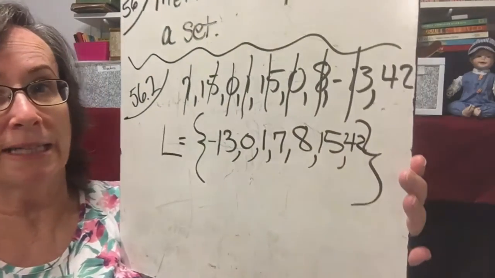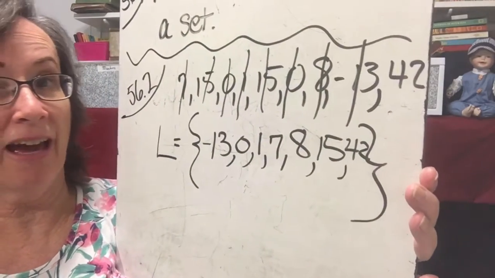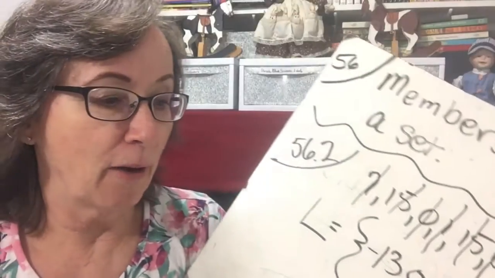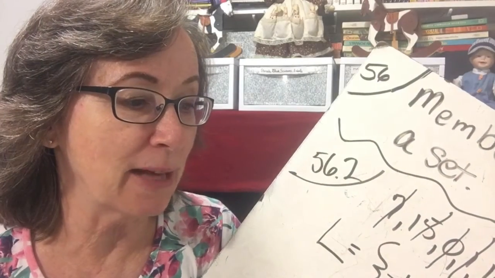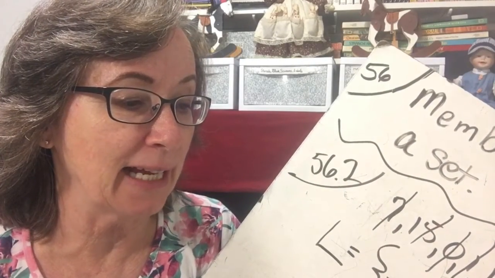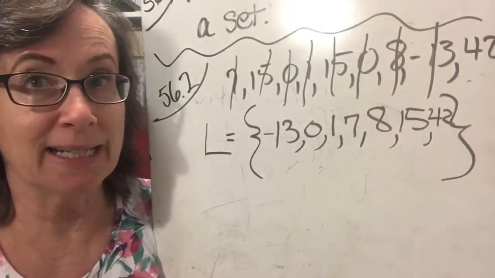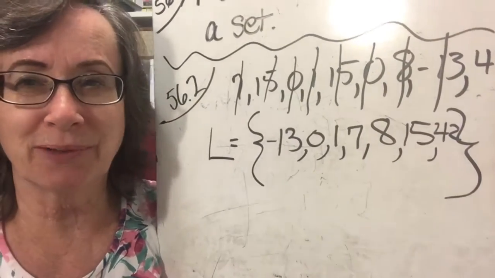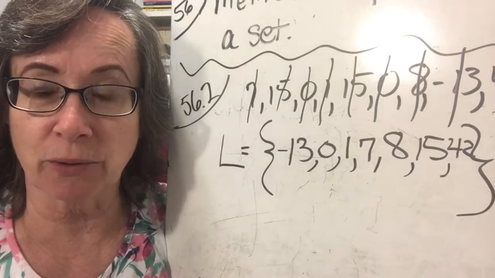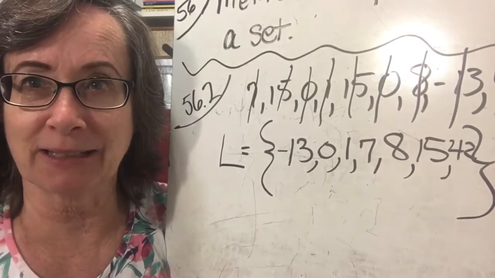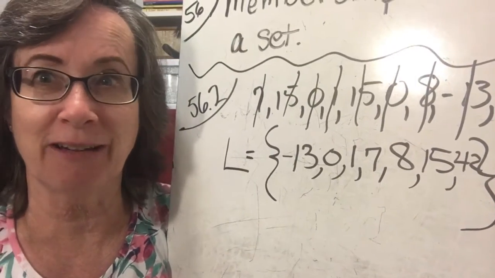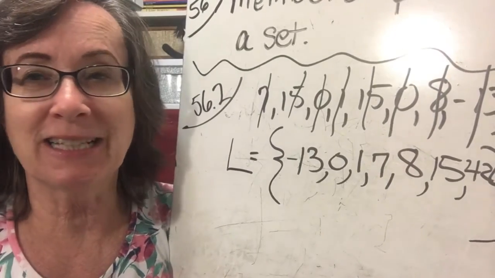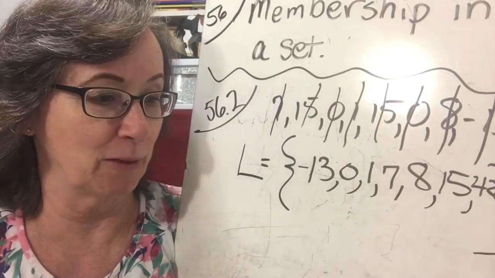Okay, now notice that in your textbook, it does not write them in order. It writes them 7, 15, 0, 1, 8, negative 13, 42. But it is the same numbers. My brain just happens to work in order. I like things in order, and therefore it's fine for me to write them in order. But it's fine for you to not write them in order. Okay, so to me, it's easier to see what's there when the numbers are in order.